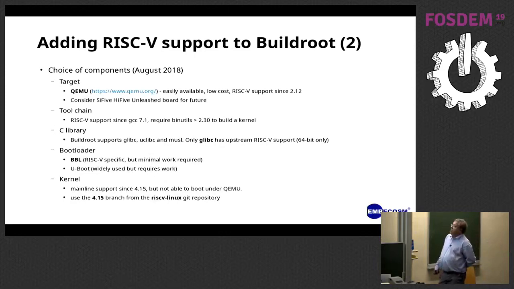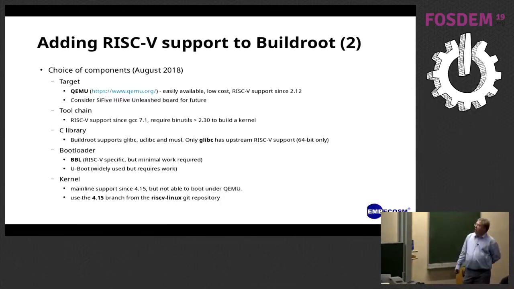Toolchains. The toolchain was good to go. GCC has had RISC-V support since GCC 7.1, and I did find that I needed binutils greater than 2.30 to be able to build a bootable kernel. C library. Buildroot is designed to offer you some flexibility for your choice of C library, so that you can use lighter weight C libraries such as uClibc or musl. But at the time, only glibc had upstream RISC-V support, and that's for 64-bit only.